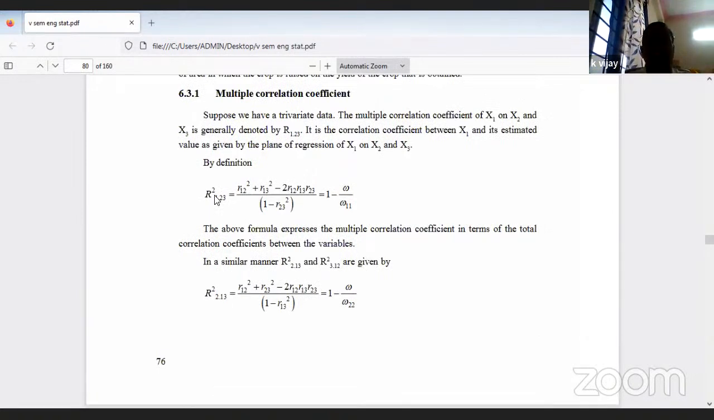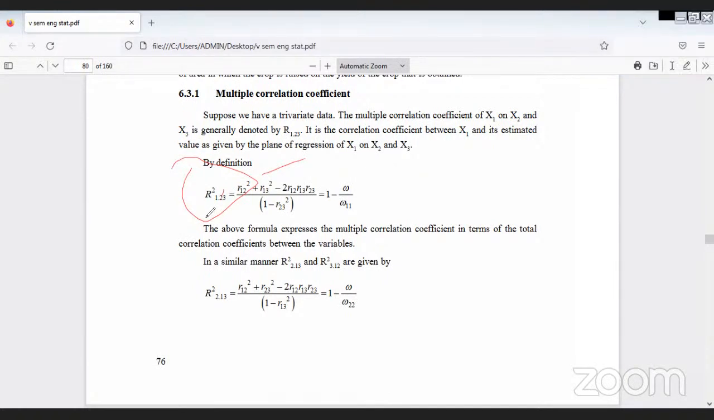That's the formula in multiple regression. I'm telling again and again. Capital R square 1.23: we can take R12 square plus R13 square minus 2 R12 R13 R23. We can write it, or not? Yes, sir.